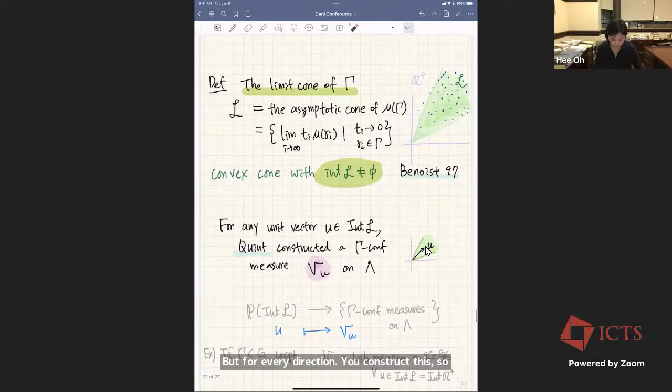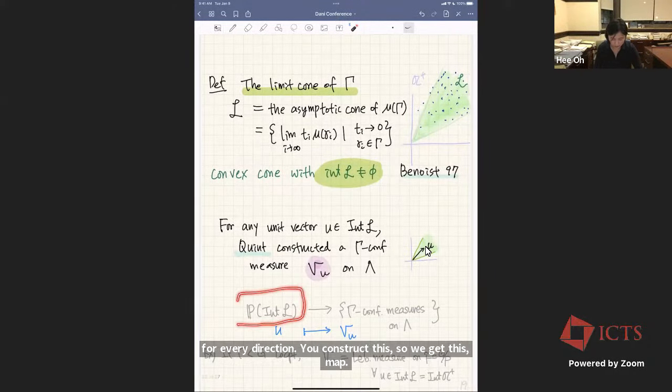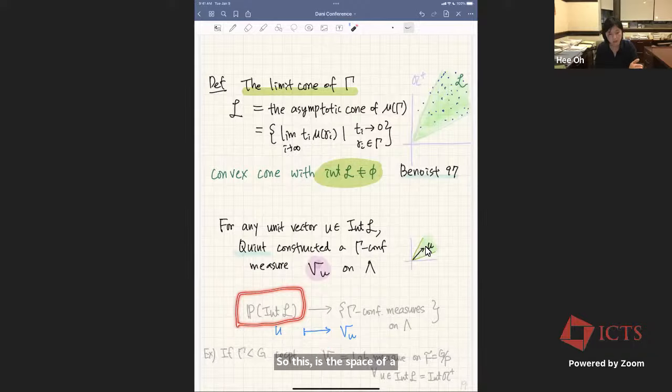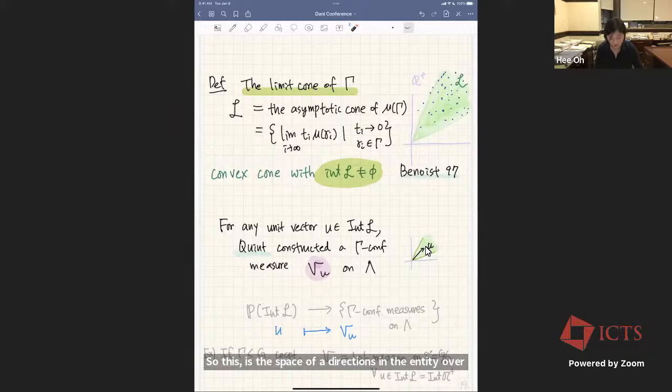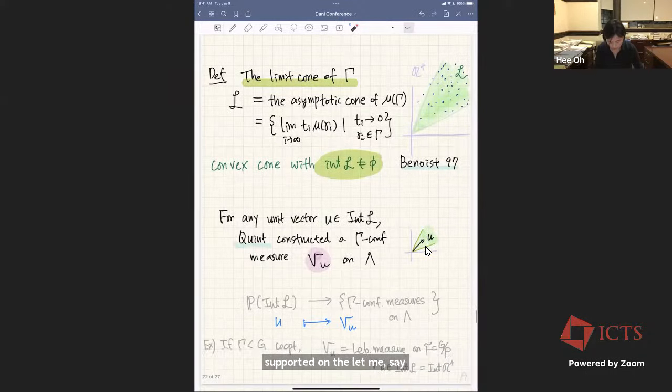So we get this map. This is the space of directions in the interior of L. For each direction, or for each unit vector in the interior of L, we have a gamma conformal measure which is supported on the limit set. In general, we have this map, but we don't know whether it's injective or surjective.